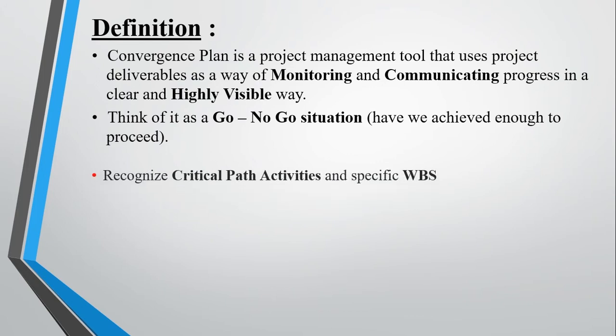We talk about critical path activities, and we talk about work breakdown structures. These are key things because many of you understand the critical path activities, and is effectively one of the things that the Convergence Plan drives you to is analyzing those critical path activities. What are they? Do we understand them? And how can we draw down the deliverables from them?